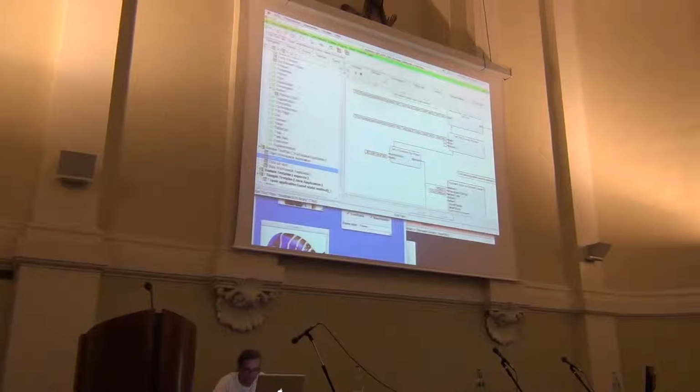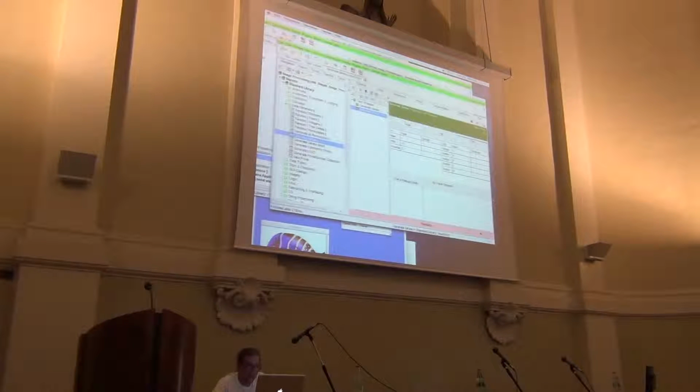I always have a problem with the Mac, thinking that it goes to the right. I should be able to resize it. Oops.